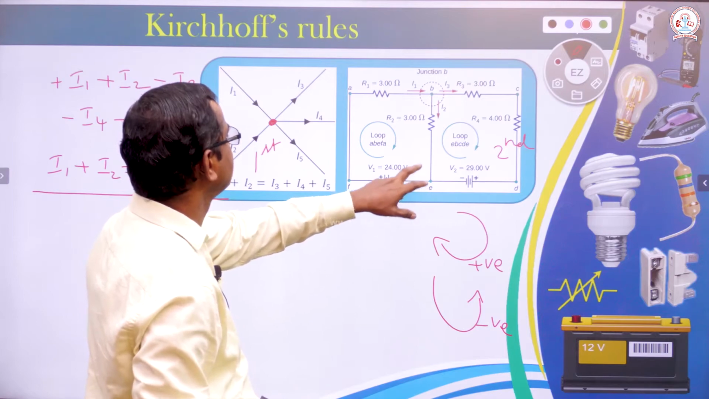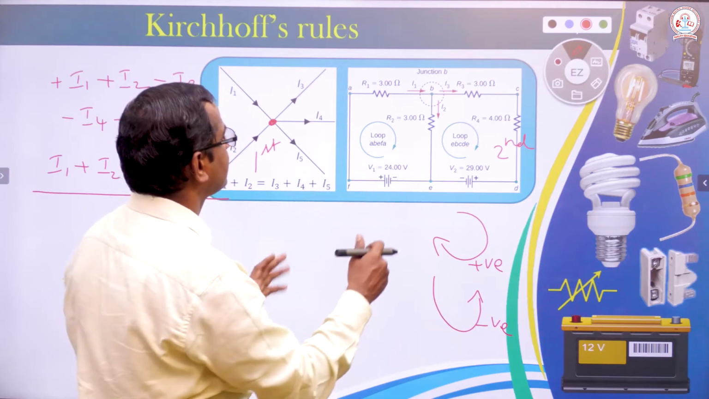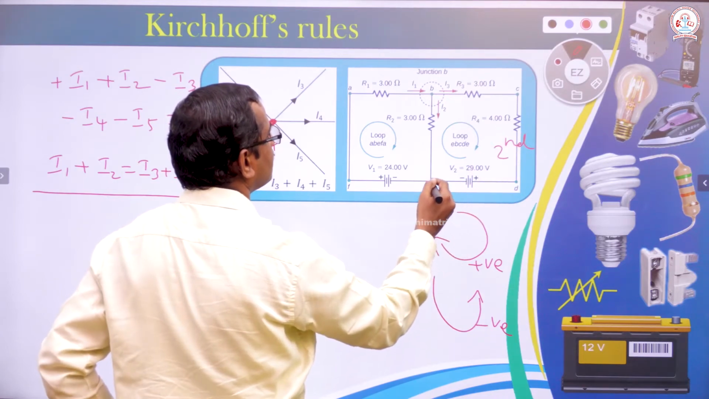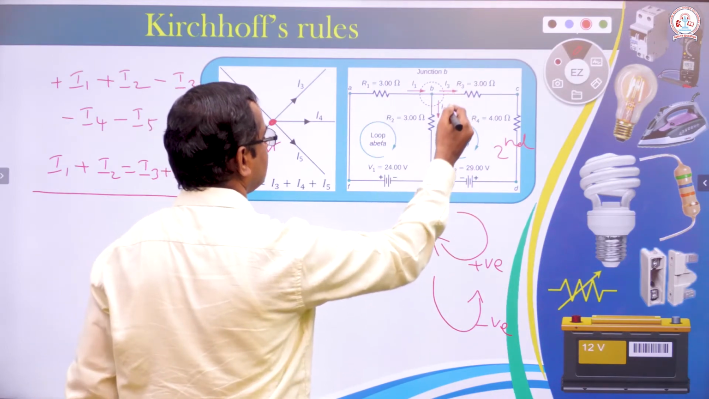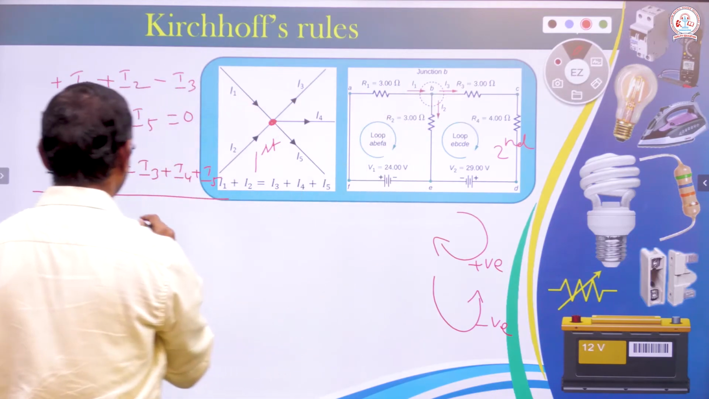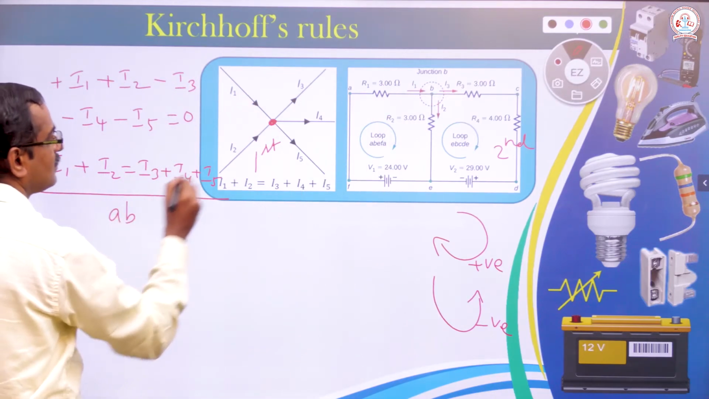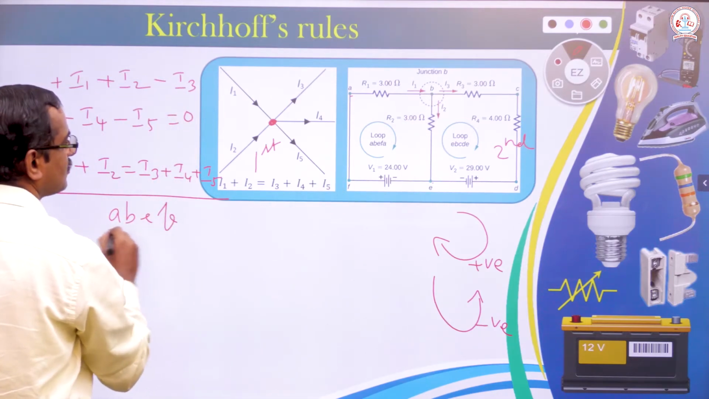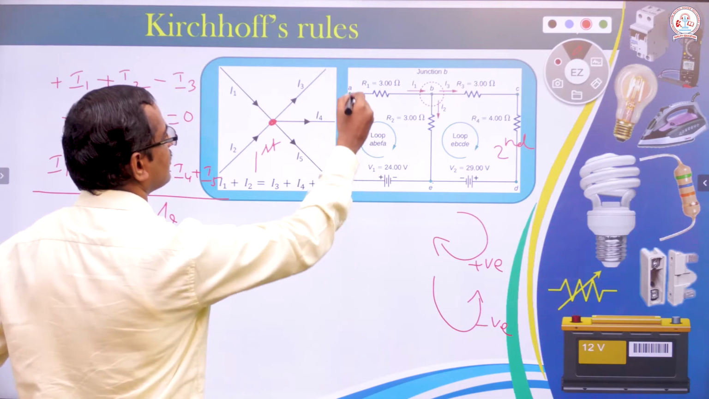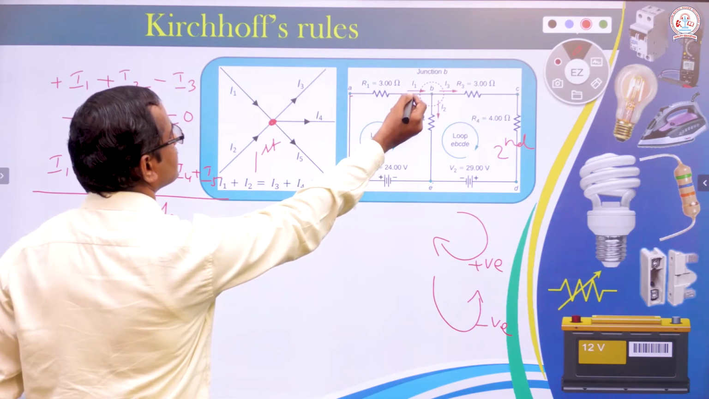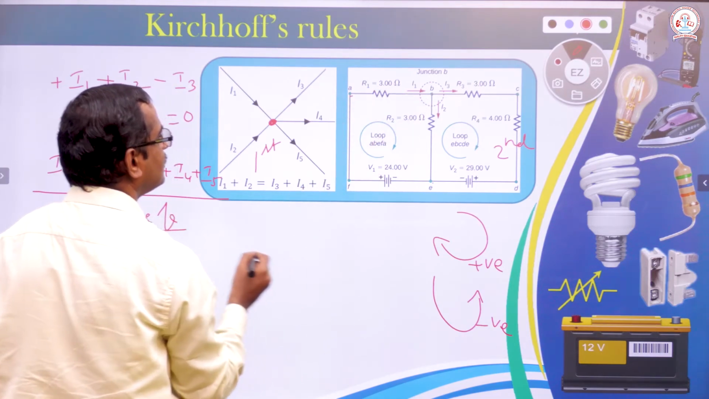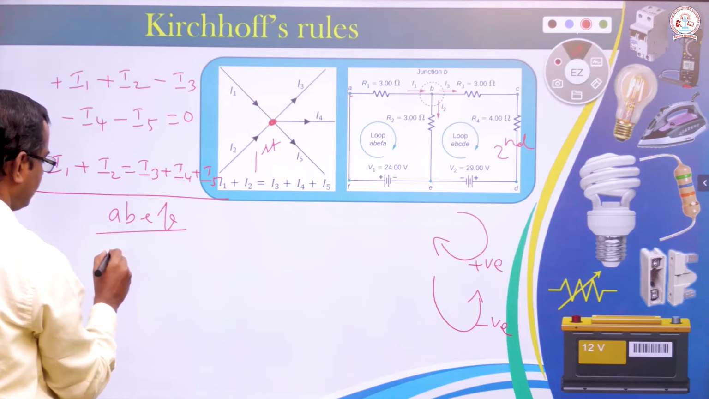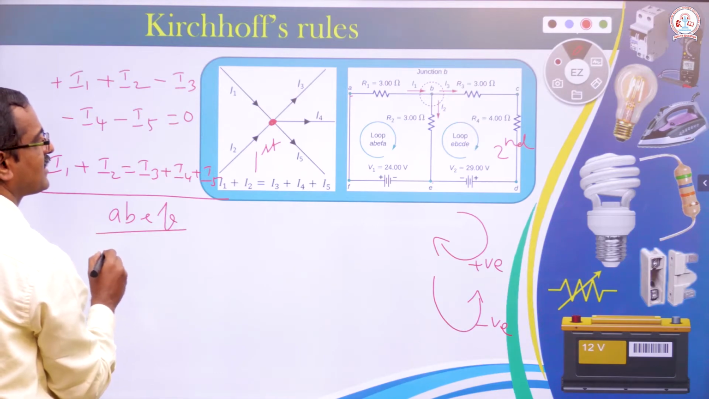So just see here that, for example, if I take this closed path A, B, E, F, we shall write the equation for A, B, E, F. We say that the algebraic sum of, let us start from here, what we have here: current I1 is there, and the resistance is 3 ohm, isn't it? Therefore, the current is I1. So, the algebraic sum of the product of current and resistance.